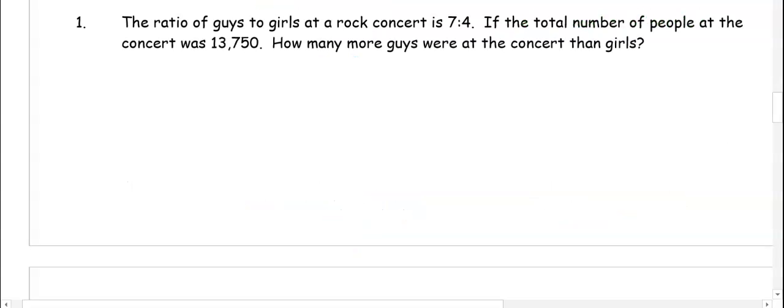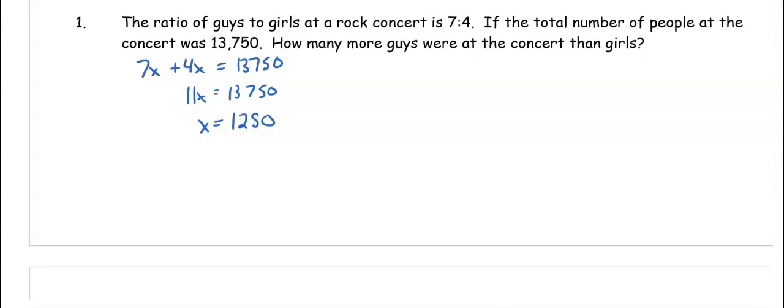In number 1, the ratio of guys to girls at a rock concert is 7 to 4. If the total number of people is 13,750, how many more guys were at the concert than girls? So our ratio of guys to girls is 7x plus 4x equals our total of 13,750. So we have 11x equals 13,750. We can divide by 11, and we get x is 1,250.